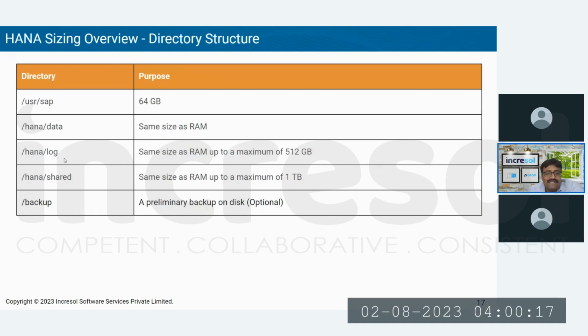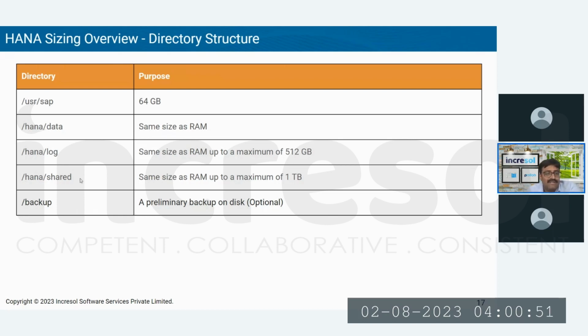Similarly, log holds the log files generated for whatever transactions are happening, used to recover the database in case of any crash. This also should be the same size as RAM or a maximum of 512 GB, whichever is lower. If it's a 256 GB RAM, then the log directory size should be 256. If the RAM is 1 TB, for example, there is no need to allocate the HANA log as 1 terabyte. You can go with 512 GB of HANA log directory size.